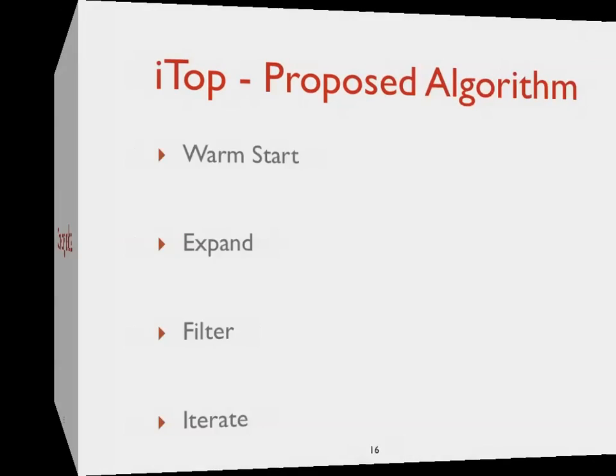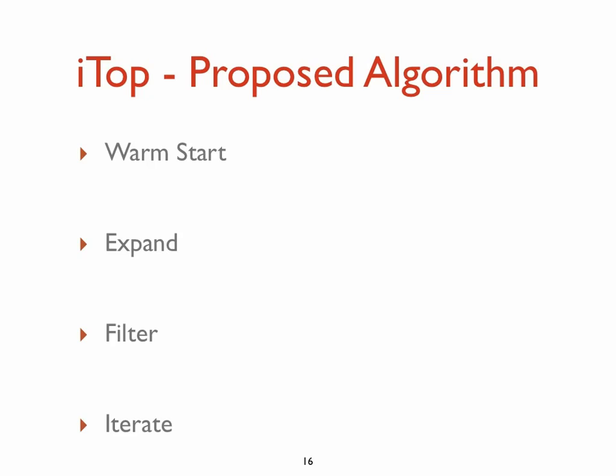So we now have the local modularity algorithm to address the large scale network challenge and strong links to address the heterogeneous interactions challenge. Therefore, we can now proceed to tackle the problem of interaction based topic specific community discovery on Twitter. Here is our proposed algorithm iTop. Our proposed algorithm iTop consists of 4 steps, namely warm start, expand, filter, and iterate. Let us look into each of these steps one by one.